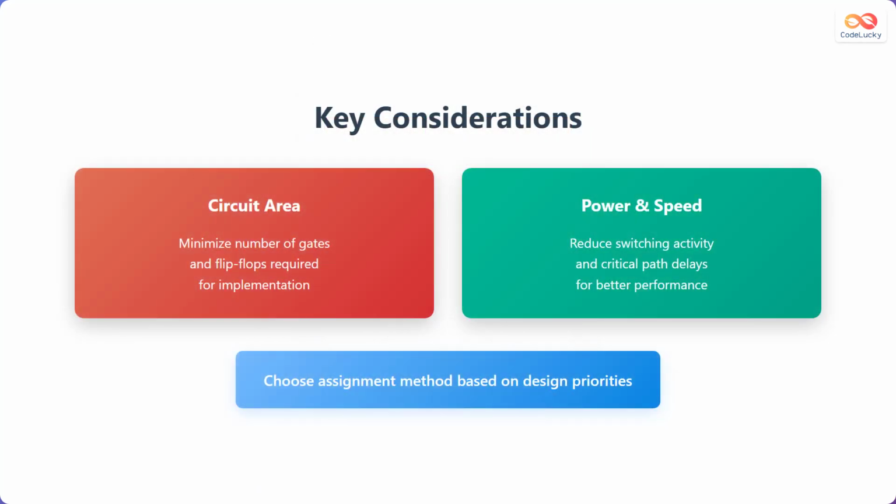When choosing a state assignment method, there are key considerations to keep in mind. Circuit area and power consumption are important factors. We want to minimize the number of gates and flip-flops required for implementation. It is also crucial to reduce switching activity and critical path delays for better performance. Therefore, choose the assignment method based on your design priorities.